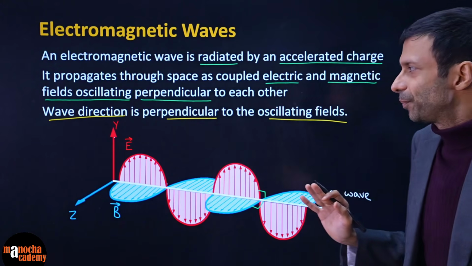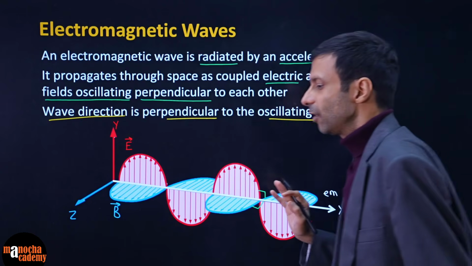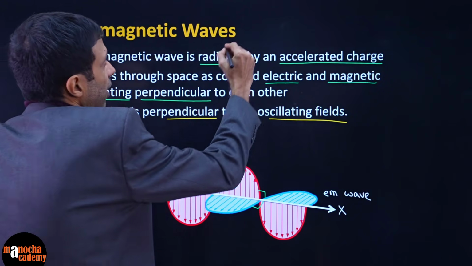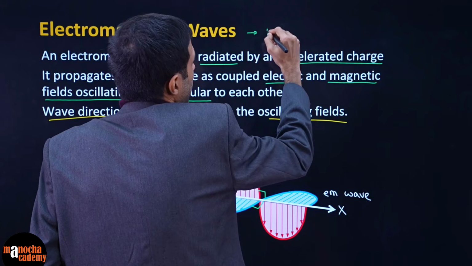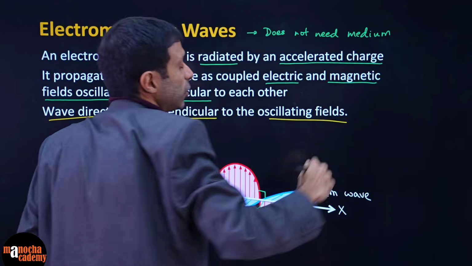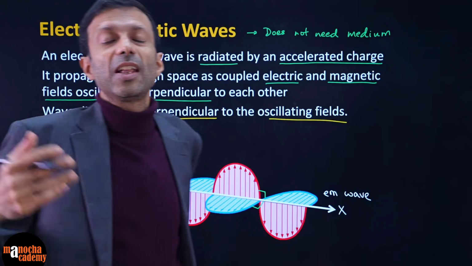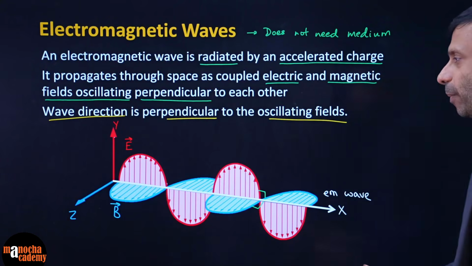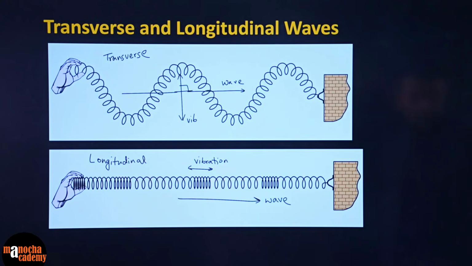Will you guys agree? Okay. And one important thing here we'll say, electromagnetic wave does not need a medium for propagation. It does not need particles because it is purely movement of these electric and magnetic fields, which don't need any particle, right? Field doesn't need particle.